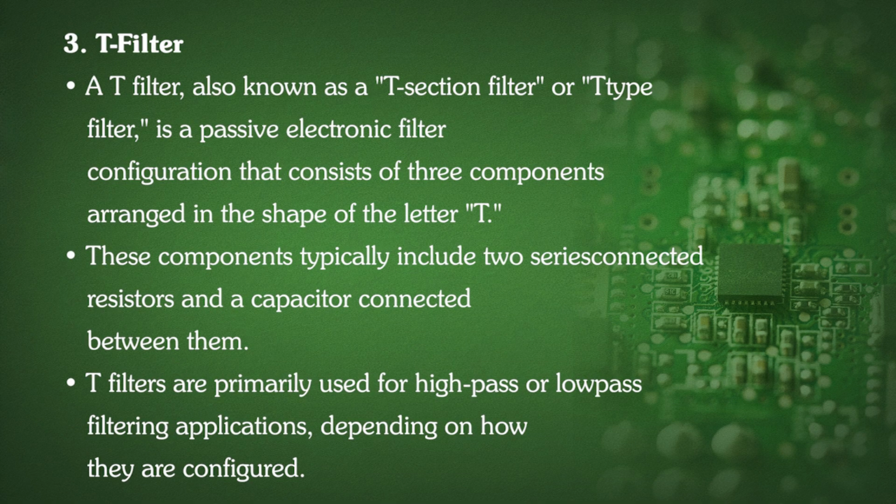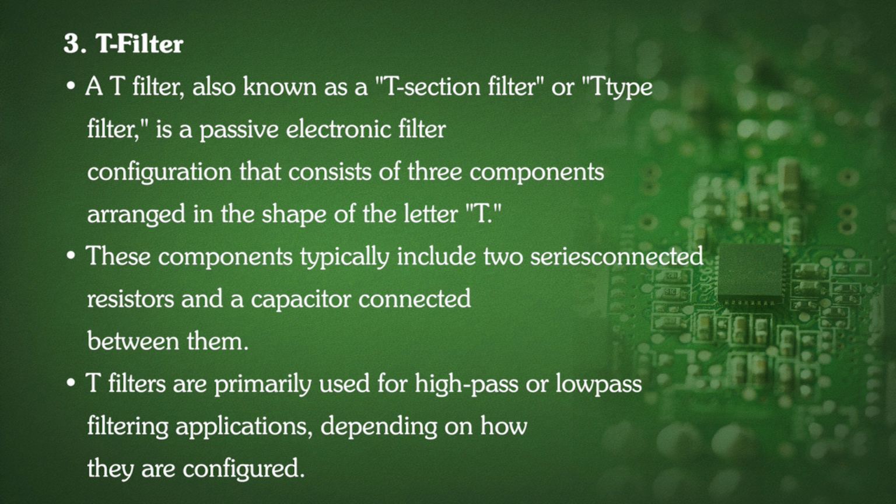Now, let us discuss the third type of filter, which is T filter. A T filter, also known as a T section filter or T type filter, is a passive electronic filter configuration that consists of three components arranged in the shape of the letter T. That is why its name is called as T filter. So, these components typically include two series connected resistors and a capacitor connected between them.